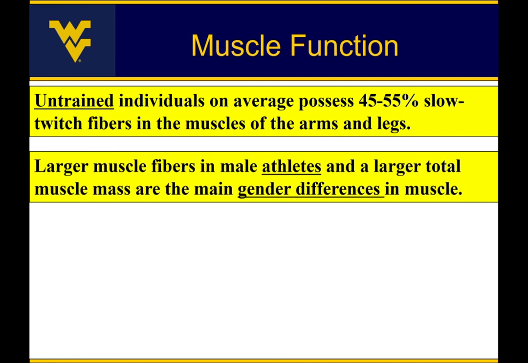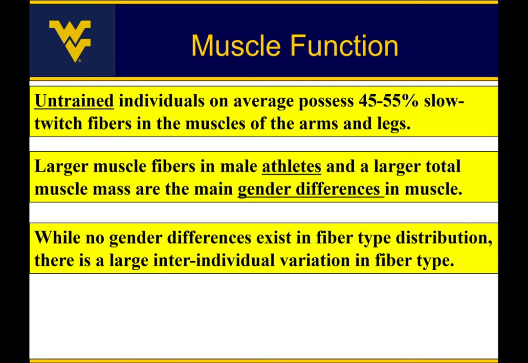Larger muscle fibers in male athletes and a larger total muscle mass are the main gender differences in muscle. What this means is that male athletes will generally be able to lift heavier weights than female athletes because there's a larger muscle mass contributing to that lift. However, if we express the force production relative to the size of the muscle, that gender difference goes away and there's no difference in force production between men and women.